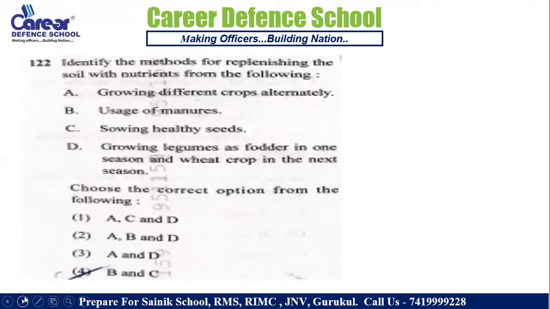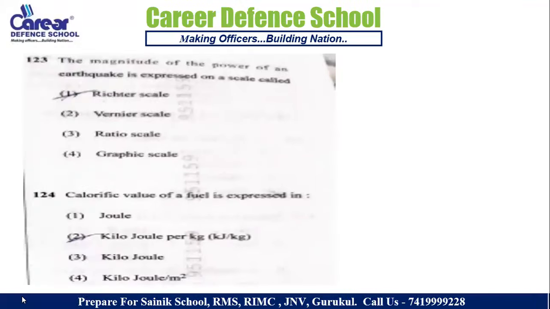Identify the methods of replenishing the soil with nutrients from the following. The correct option for 122 will be option number 2, that is ABD: growing different crops alternately, use of manures, and growing legumes as fodder in one season and the wheat crop in the next season. Let's move on to 123.